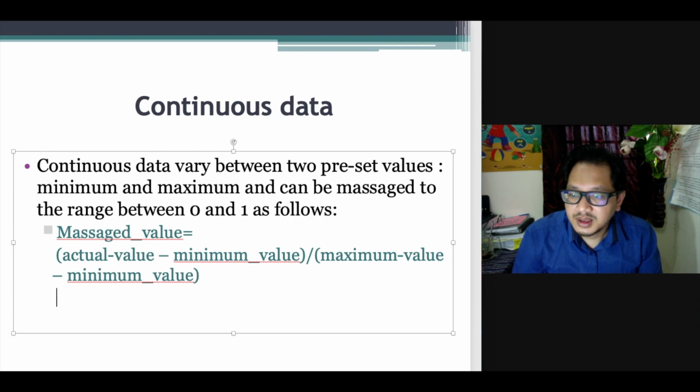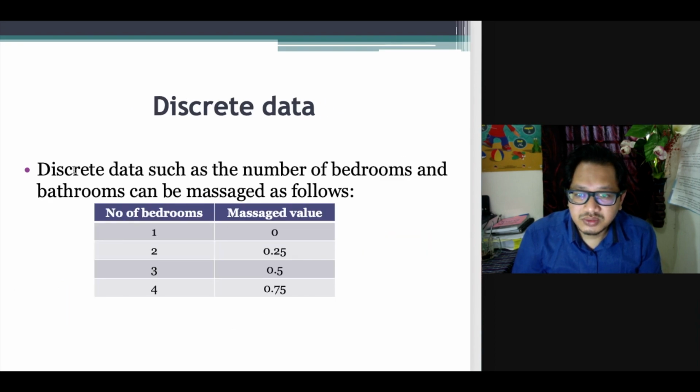And then for discrete data, for example, it is easy: when the number is 1, it is 0, when 2, 0.25, 3, 0.5, 4, 0.75. This depends, this is discrete. So this is its massaged value, from 0 until 1.